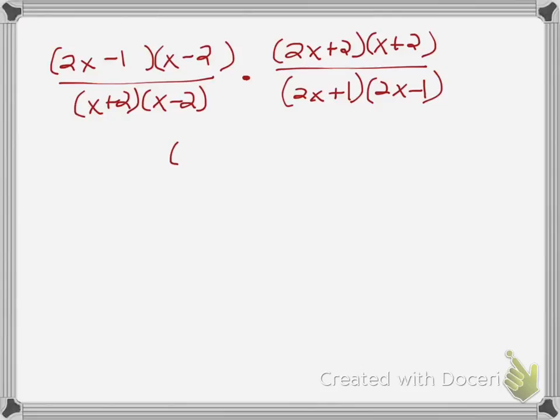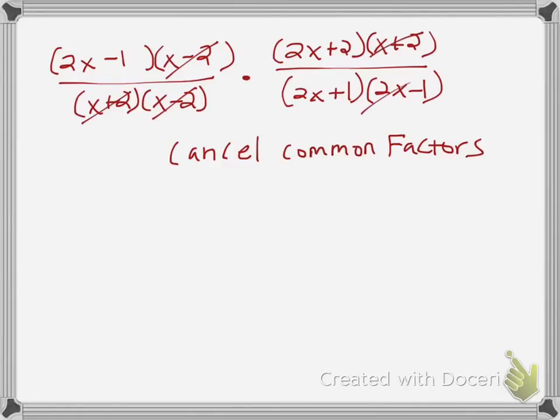Now you're going to start to find that you've got some common factors that we can divide out. That's our next step: to cancel any common factors. So I'm going to cancel out the x minus 2's. I'm going to cancel out the x plus 2's. I'm going to cancel out the 2x minus 1's. And what I'm left with is 2x plus 2 over 2x plus 1.